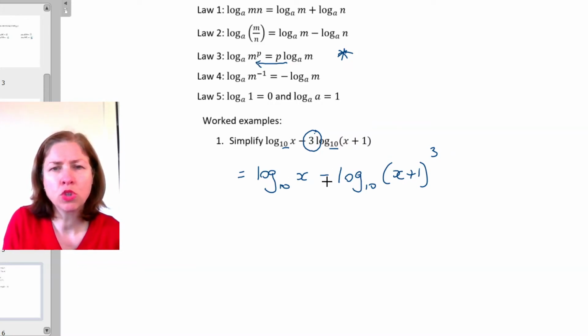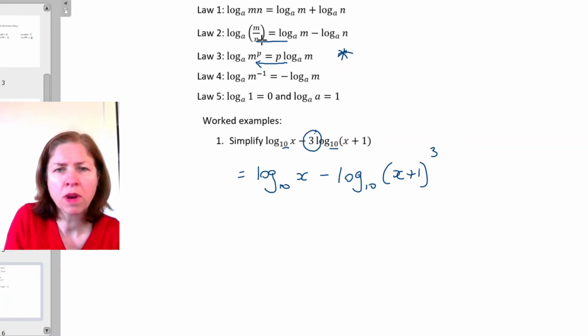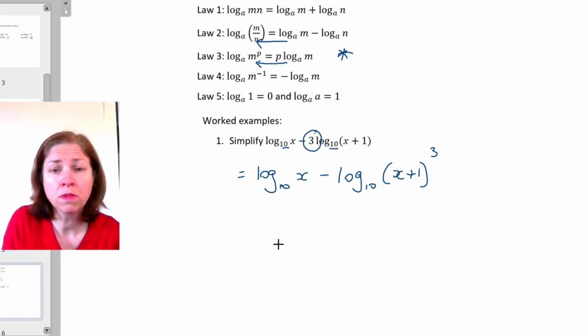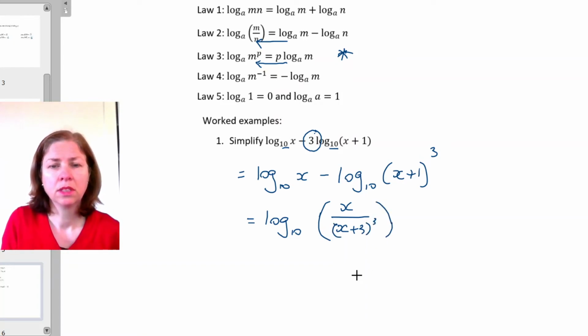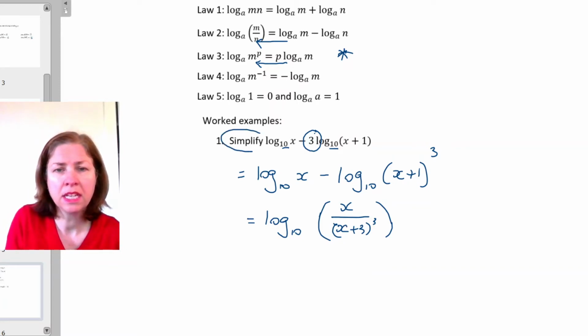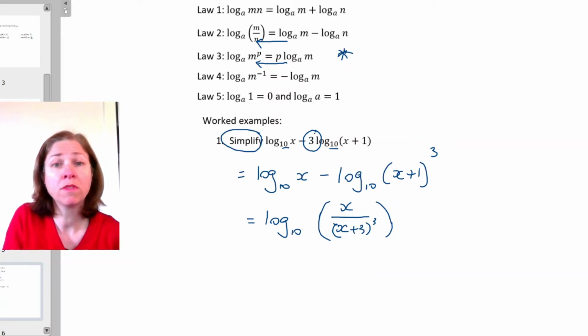Now these are subtracted, which means I can go this way using my log law 2, and I can collect those together. So I keep the same base, but I'm now going to have x as my numerator and x plus 3 cubed as my denominator. And that's as simplified as that can get. Notice that that was the command here to simplify. So that's what I've done.